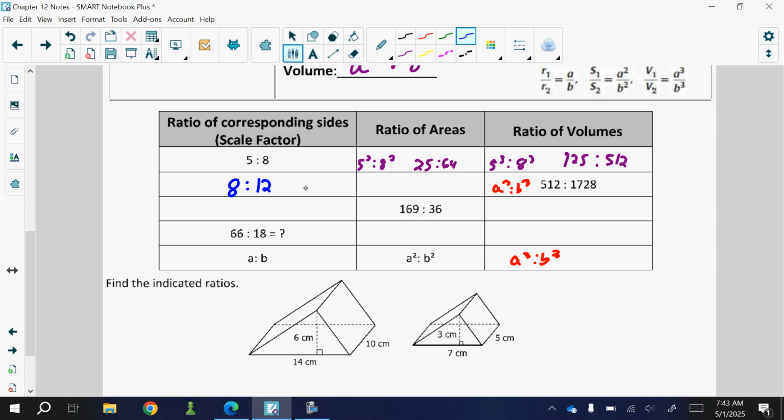So again, that's A to B. So then the ratio of areas is A squared to B squared. So 8 squared is 64. 12 squared is 144.